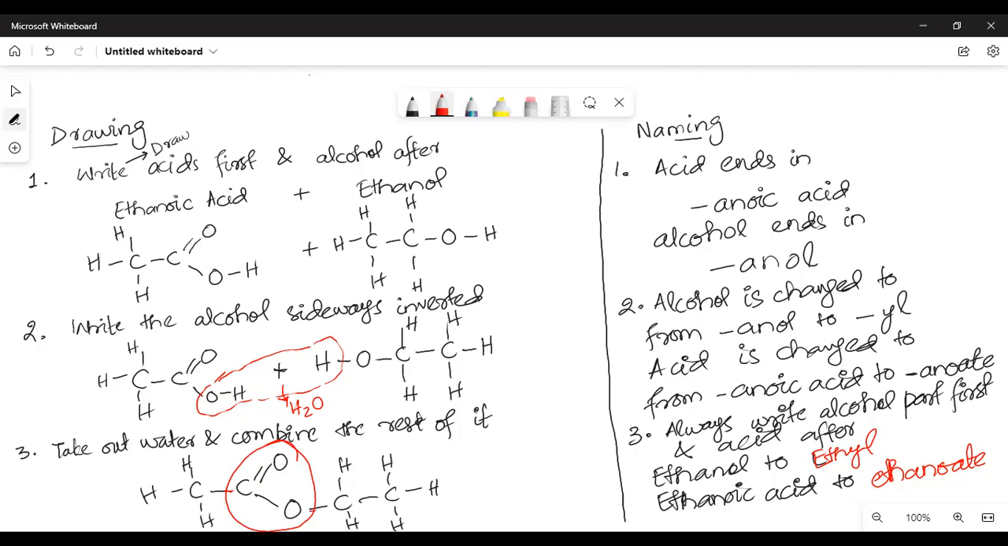Now, something you already know, most of the acids end in the word anoic acid, and the alcohols end in the word anol. So what do we do? We change the anol to yl, and we change the anoic acid to anoate. So ethanoic acid becomes ethanoate, and ethanol becomes ethyl. That's how we change things. Now, even if you don't have the structure, you have just the name, you can write the name of the ester. And if you have the structures as well, you can definitely convert it into this form.